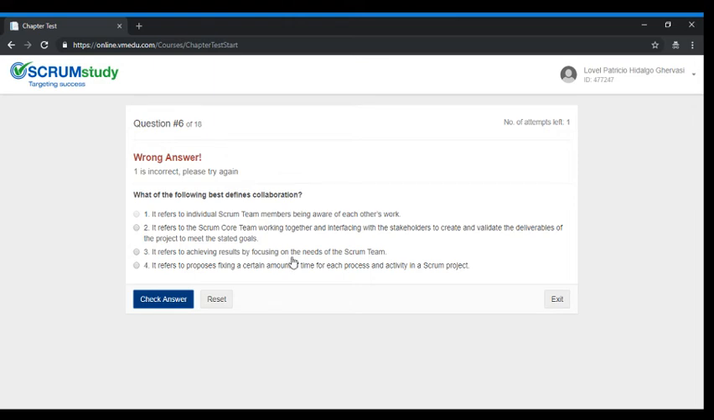Se refiere a que el equipo de trabajo de Scrum debe trabajar en conjunto e interactuando con los interesados para crear y validar los entregables del proyecto. No, esta tampoco podría ser la respuesta en realidad, porque los interesados o los stakeholders no gestionan con el equipo de trabajo de Scrum, sino directamente con el Scrum Master. La respuesta es la 3.